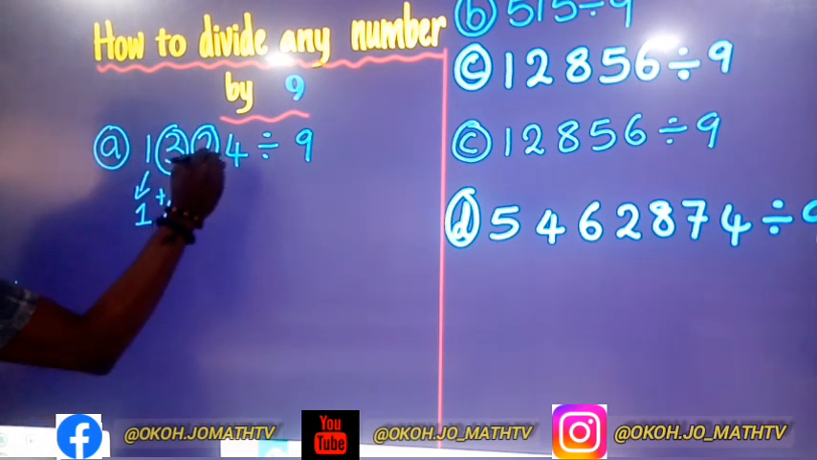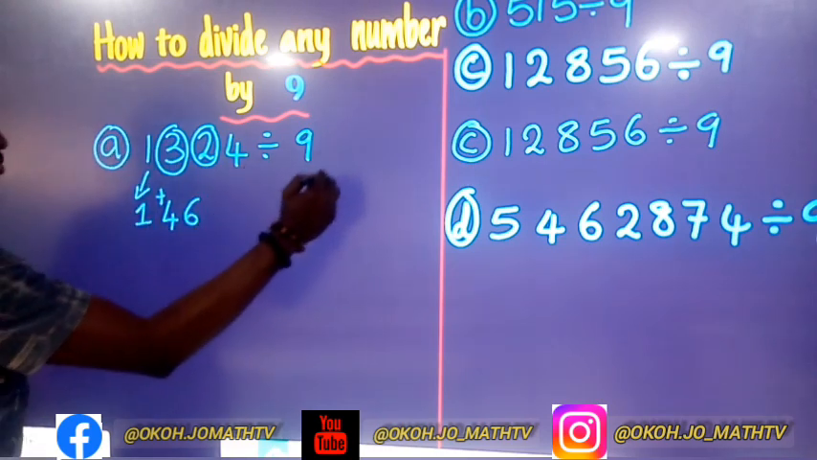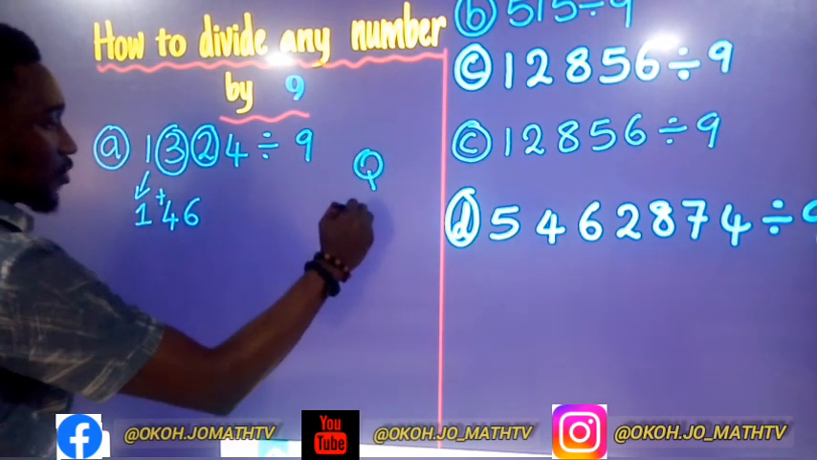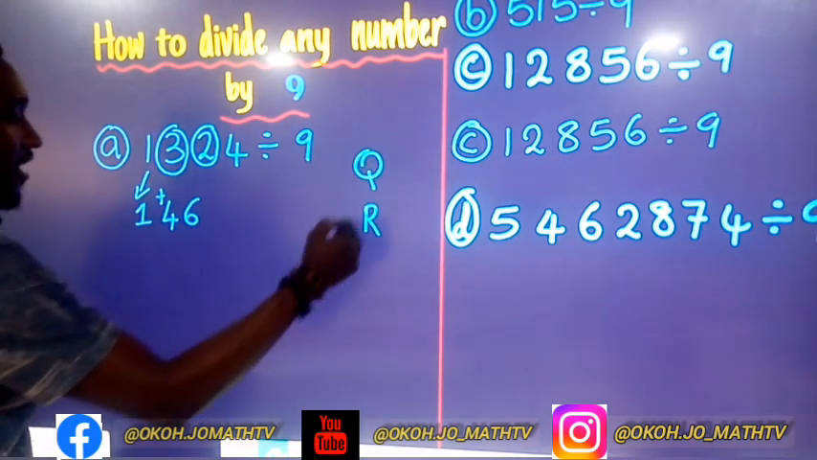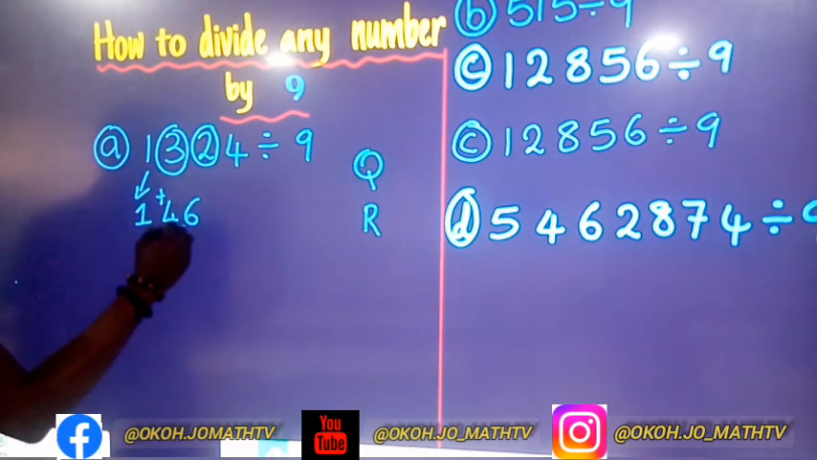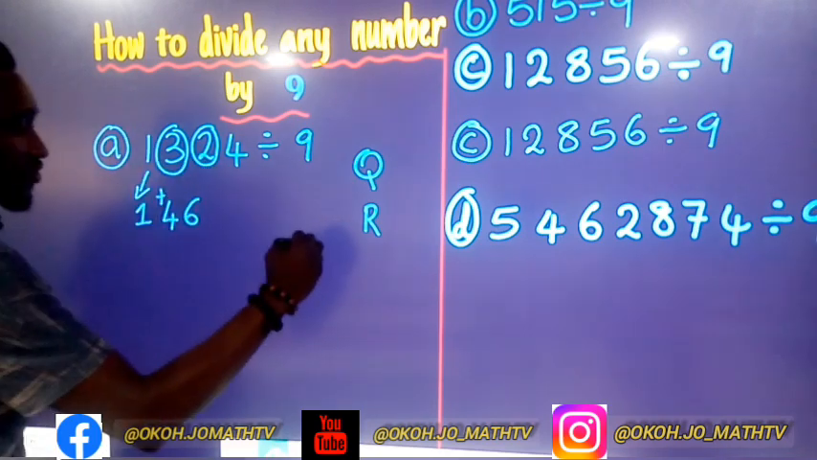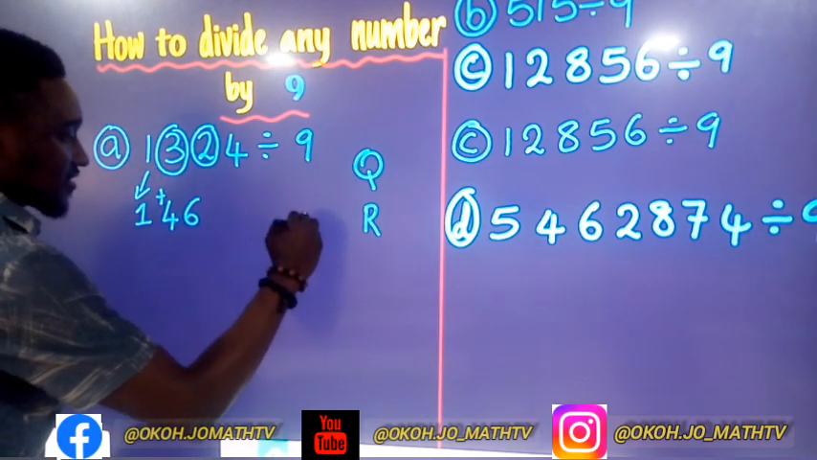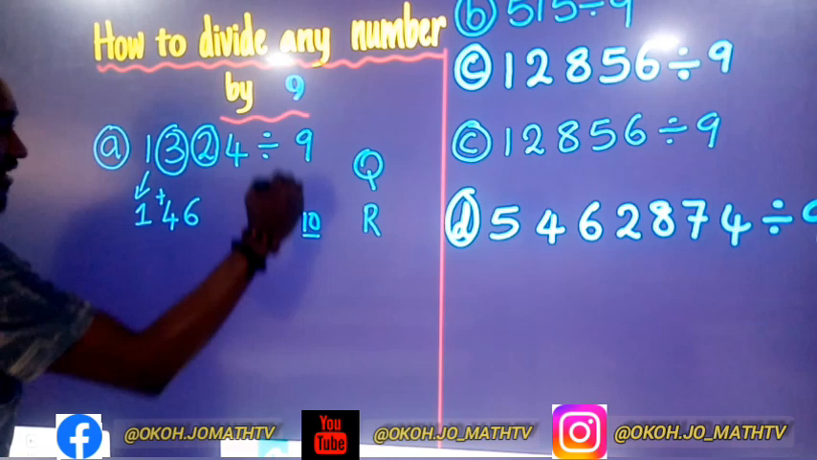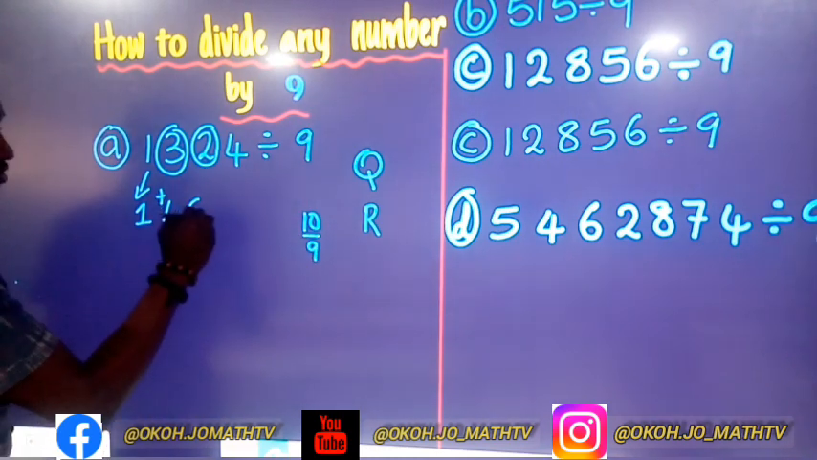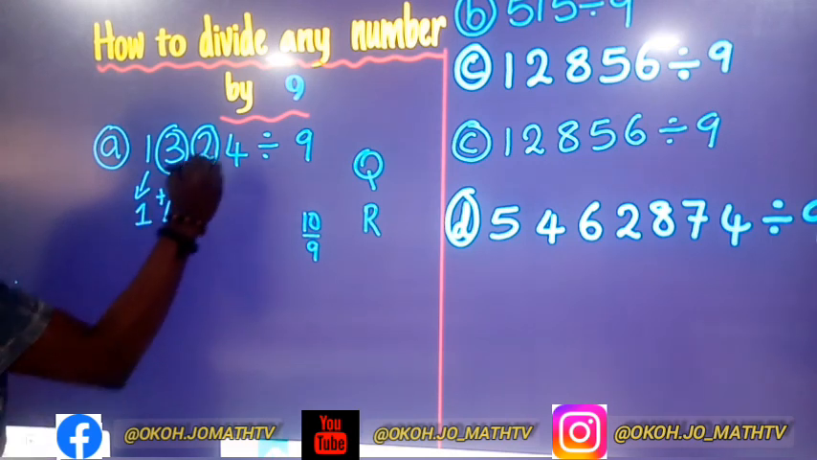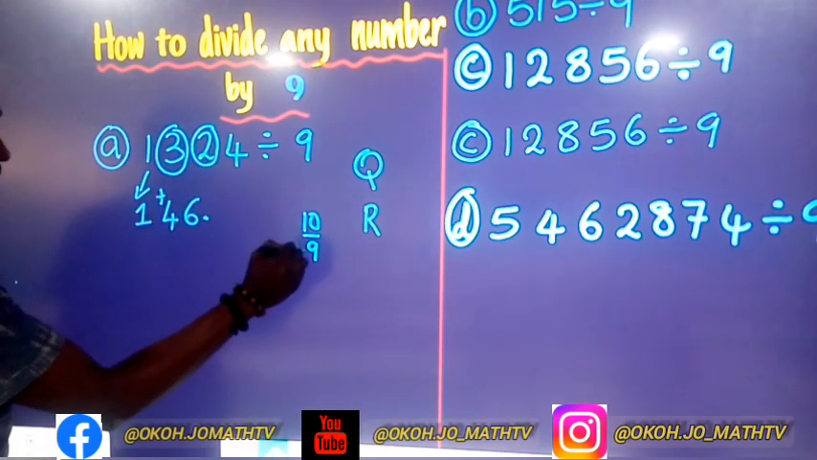We are left with a final digit here, and we are looking for a quotient and a remainder. The quotient is the answer and the remainder is what is left. So 6 plus 4 will give us 10. Divide that 10 by 9. Introduce your decimal point here. 6 plus 4 is 10. Divide 10 by 9.